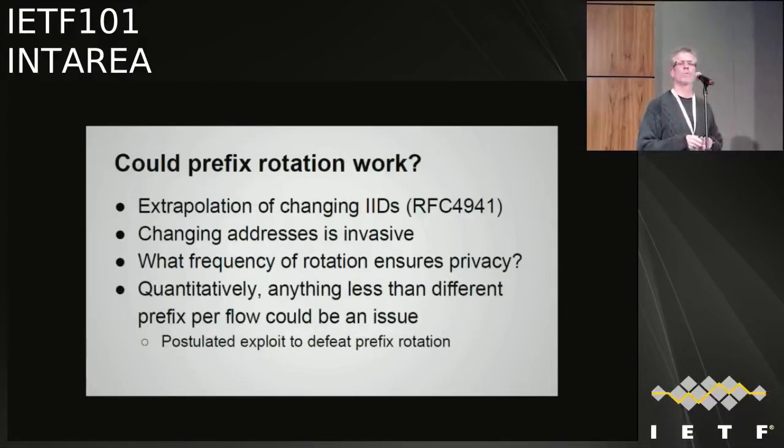I did pose this on a couple of lists, and there really isn't a very good answer because someone could say a day or a week or an hour, and there's no way to quantify what kind of privacy you get out of that. So the conclusion that I postulated was anything less than a different address per connection or per flow theoretically could have a privacy exploit. And I actually gave an example in the draft, you can read it, about a proposed exploit that could take advantage of that. So any reuse of a prefix or address could be exploited to figure out identity.